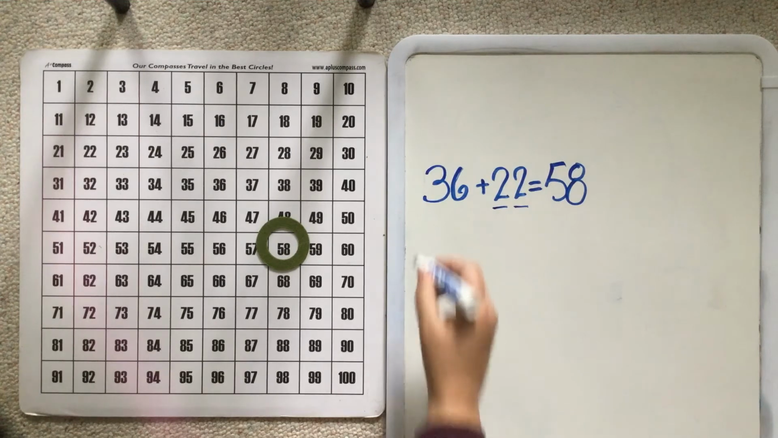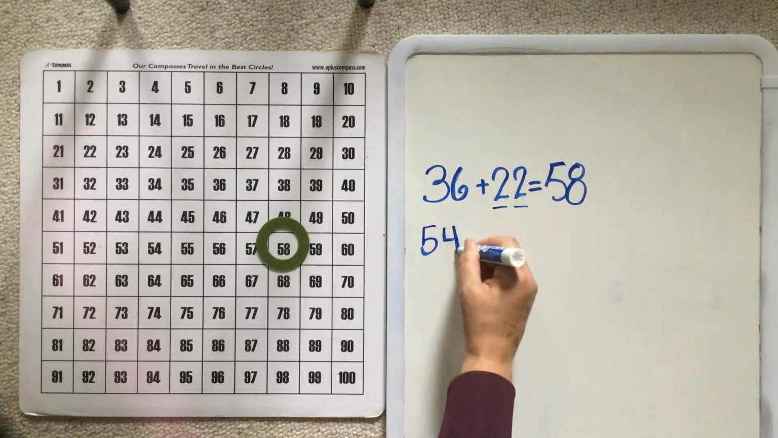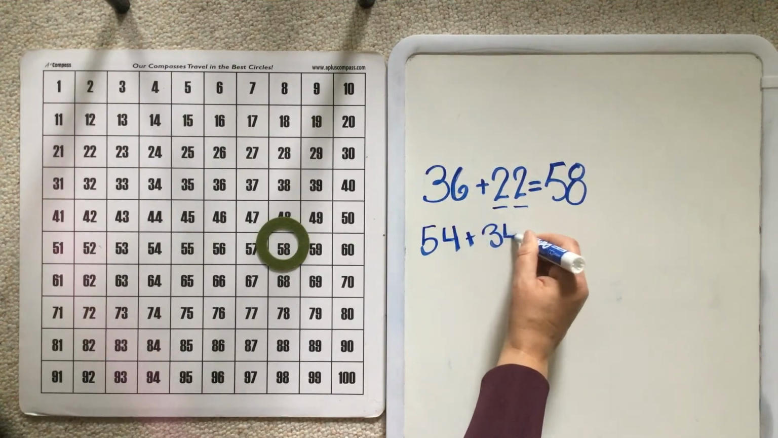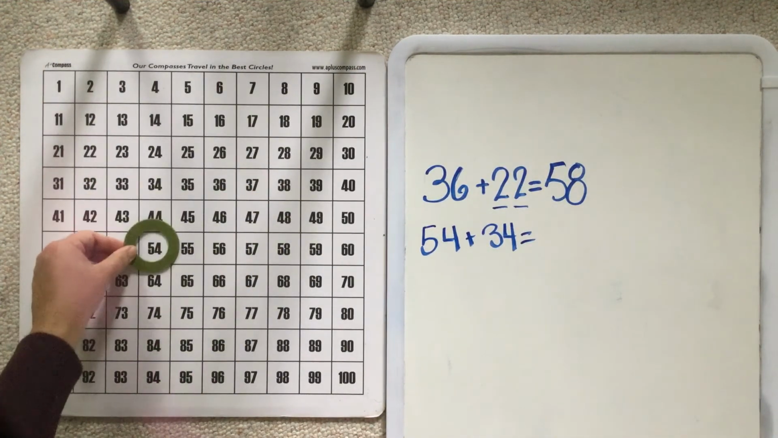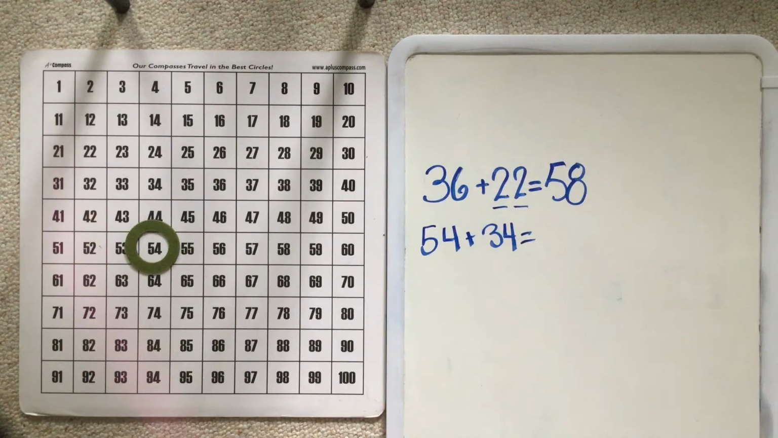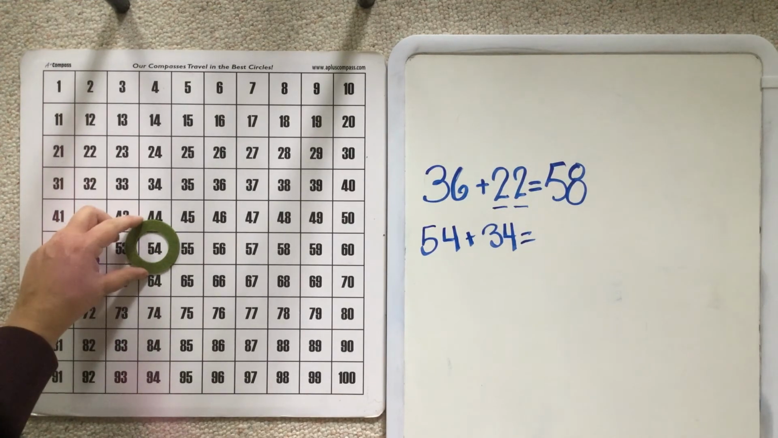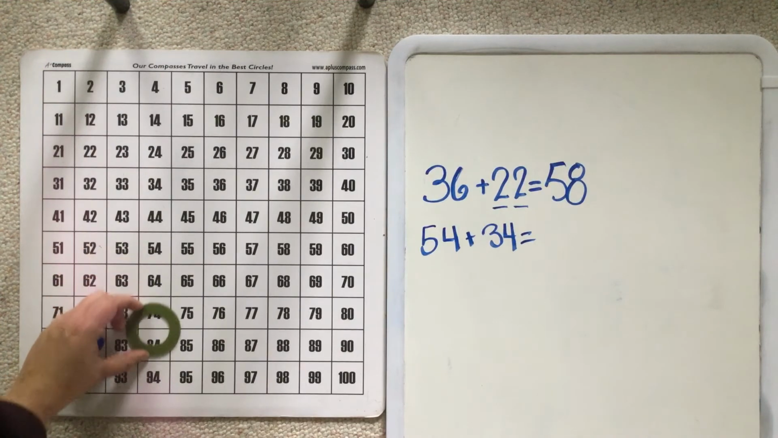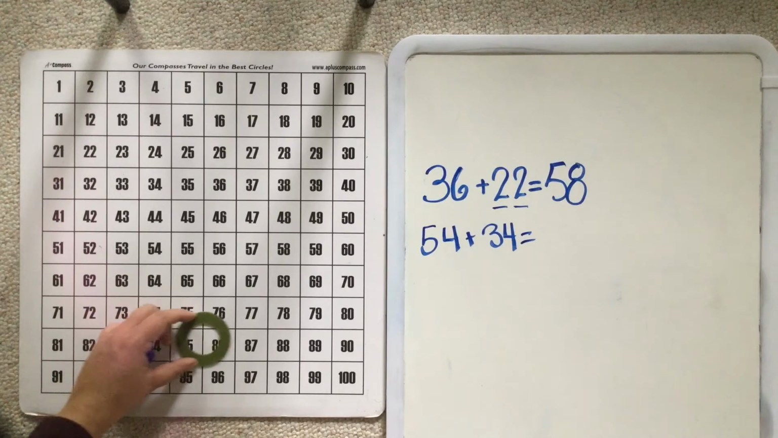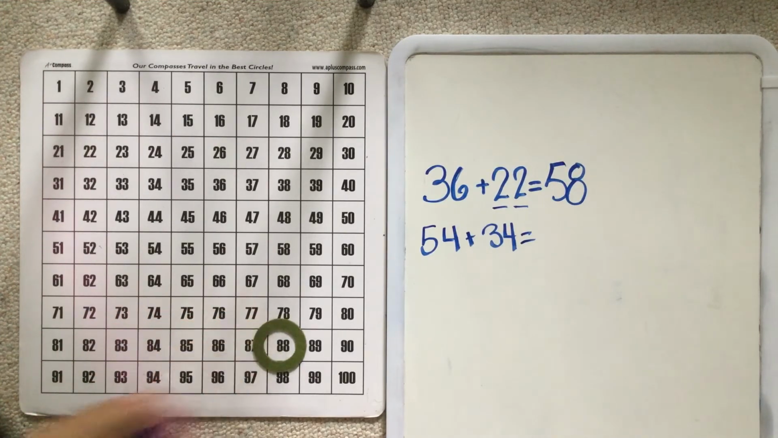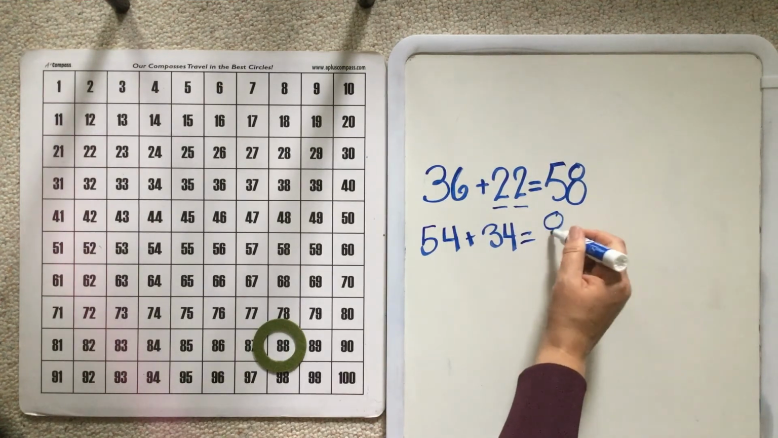Let's try 54 plus 34. Let's find 54. There it is. And then I want to count on 3 tens and 4 ones. I'll start with my 10s first: 10, 20, 30, and 4 ones: 31, 32, 33, 34. 54 plus 34 is 88.